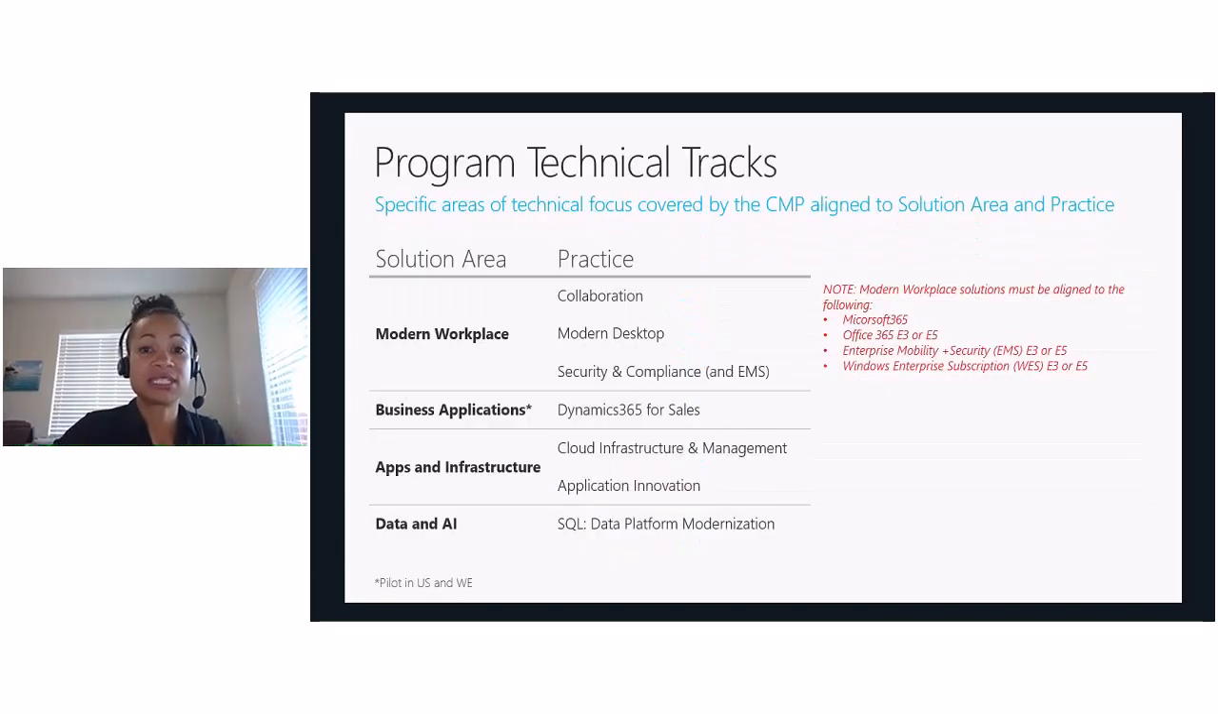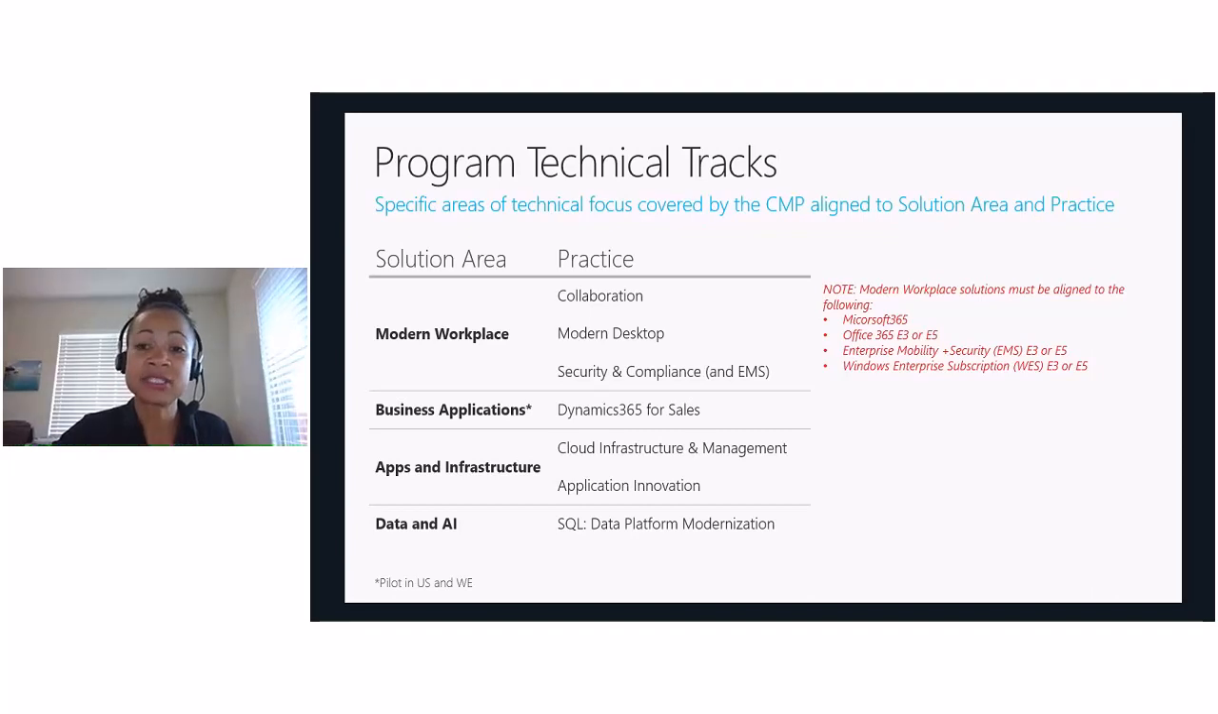So this talks about the technical tracks that are available. Like I said, it crosses all of our solution areas from modern workplace, business apps, apps and infrastructure, and data and AI. So these are kind of the practice areas that you might be looking to build. So say if it's an ASR, disaster recovery type of practice, then that would be part of cloud infrastructure and management. If maybe you have a strong SQL on-prem practice and you're looking to extend that to the cloud and modernize the data platform, then you'd be the data and AI practice, for example.